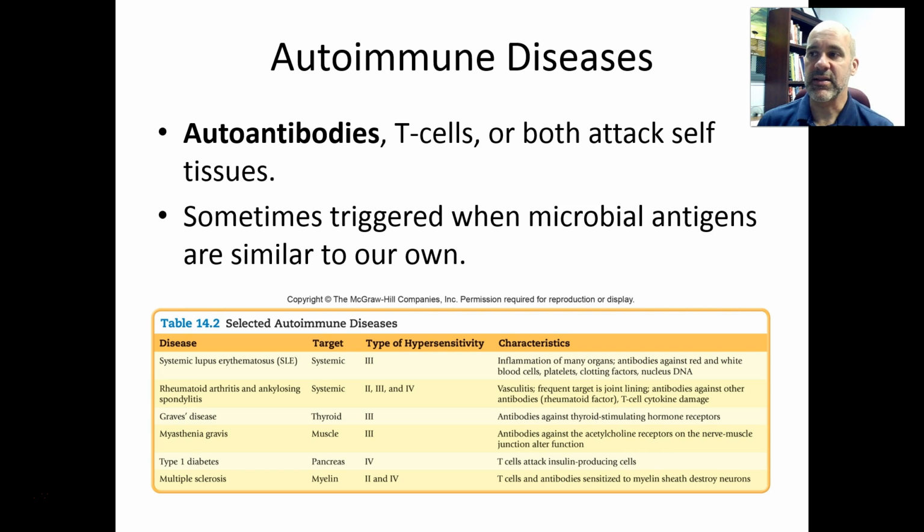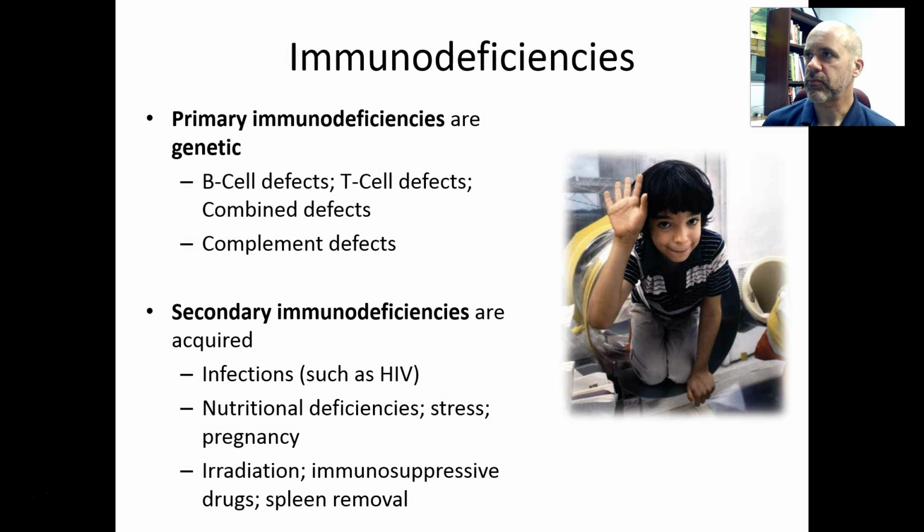So you can see that these autoimmune diseases involve immune responses against your own self-antigens, and they work through hypersensitivity reactions of some type. All right, how about immunodeficiencies? So immunodeficiencies can be primary immunodeficiencies. That's where they're genetic. They're due to genetic mutations that you generally will inherit. Secondary immunodeficiencies are acquired. So primary immunodeficiencies, there's a number of those.